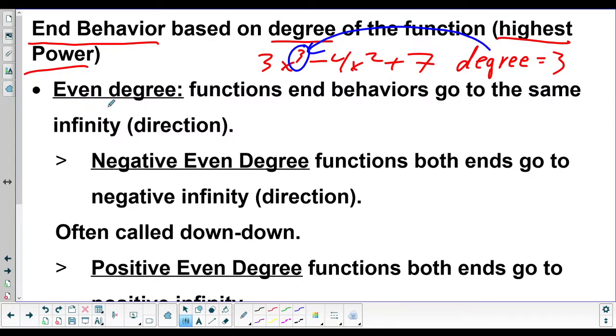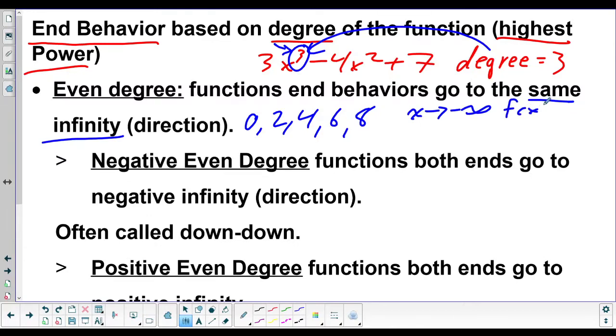If something is going to have an even degree, the function's end behaviors are going to be the same. So if this number here is an even number, so 0, 2, 4, 6, or 8, or anything ending in these, then as x goes to negative infinity, f of x. As x goes to infinity, f of x. So if it's even, these two boxes must match. These two will be the same.